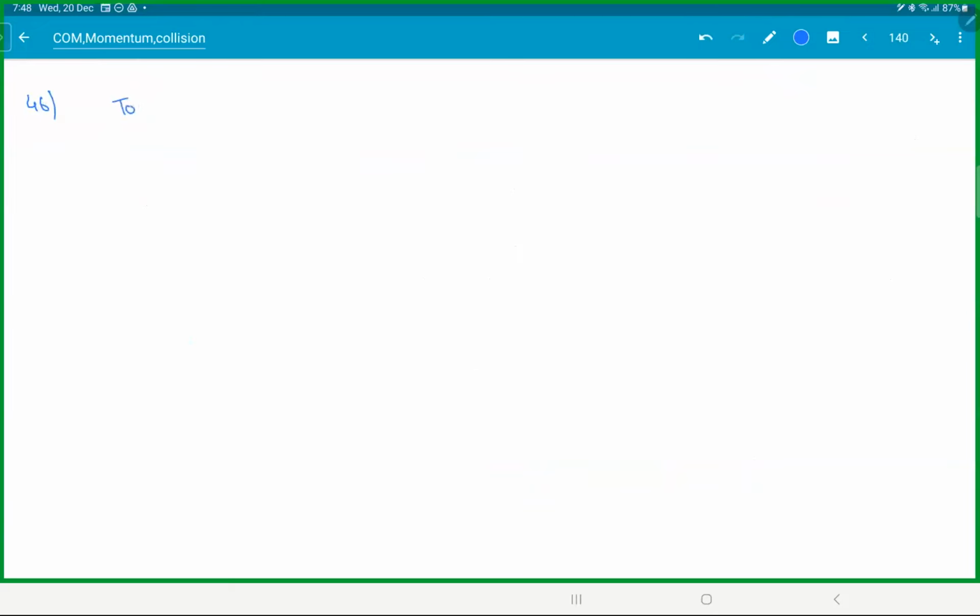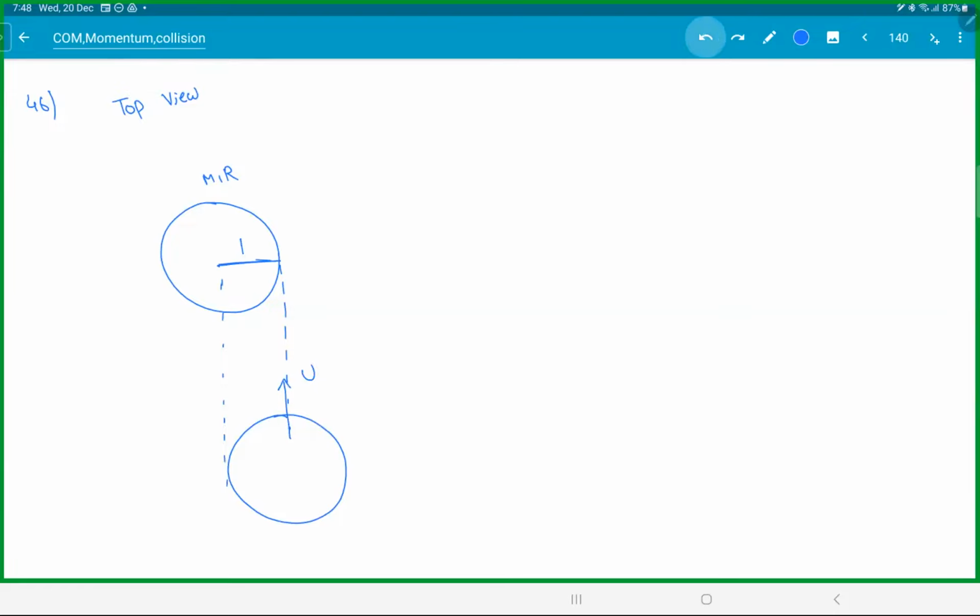This is the top view. Let's say you're playing carroms. So we have a coin here, mass m, radius r. So we have a striker here. This is going with speed u, where the velocity is just a tangent to it. Indirectly, this distance is given as r. This is also mass m and radius r, and e is equal to 1. This is a simple one. Find the velocities after collision.